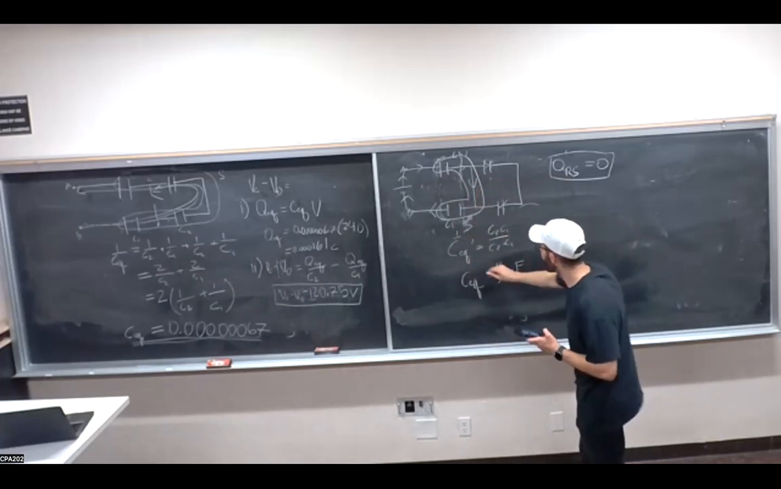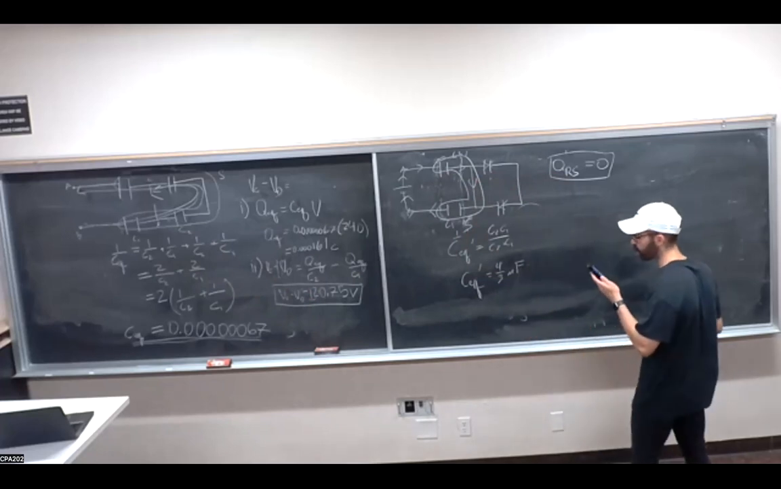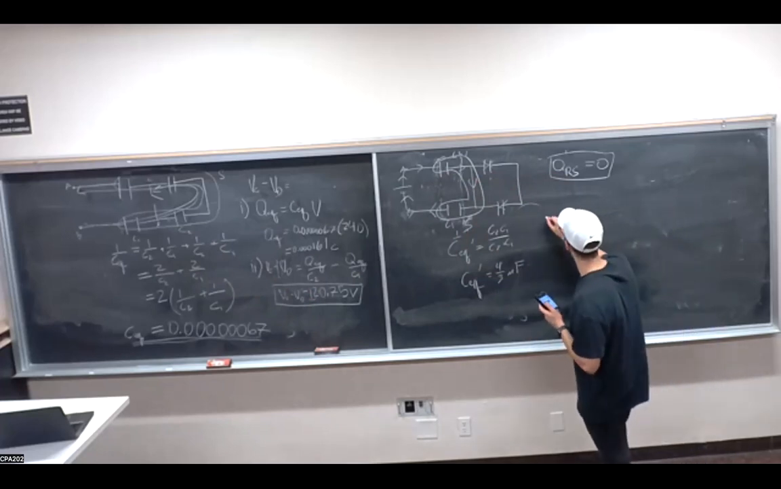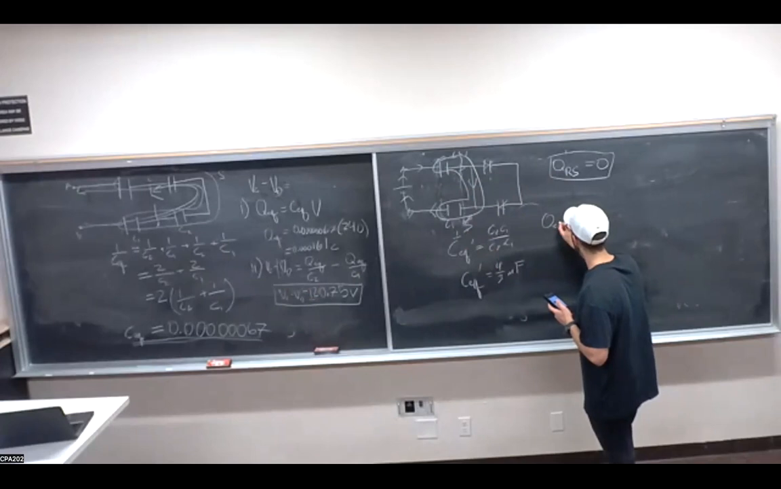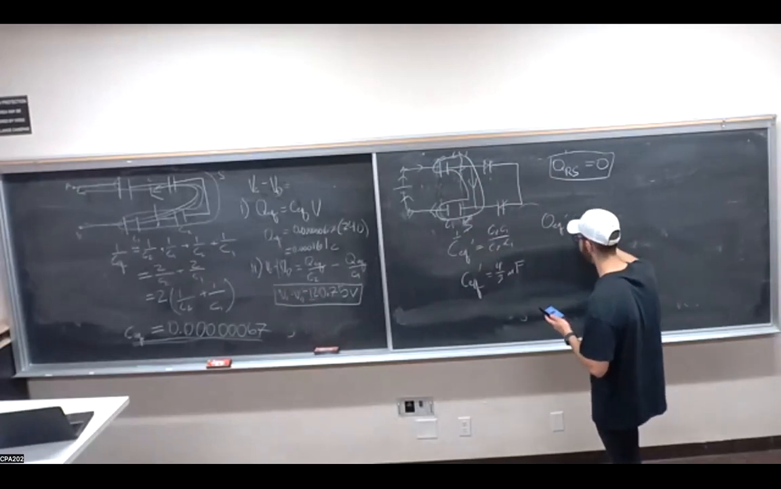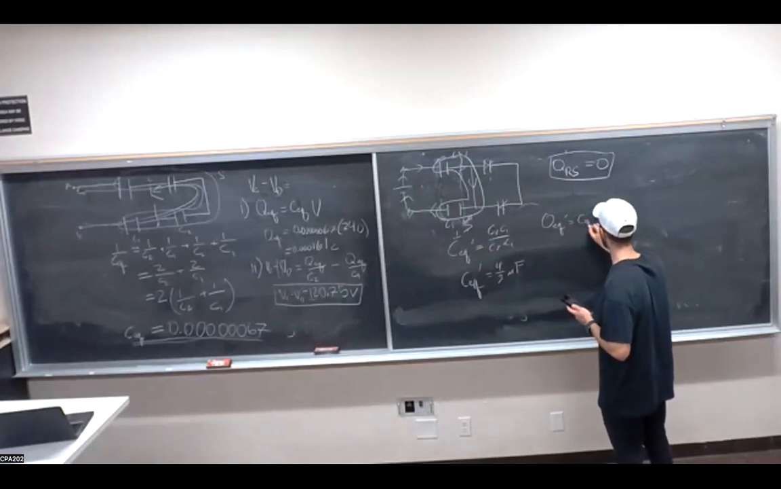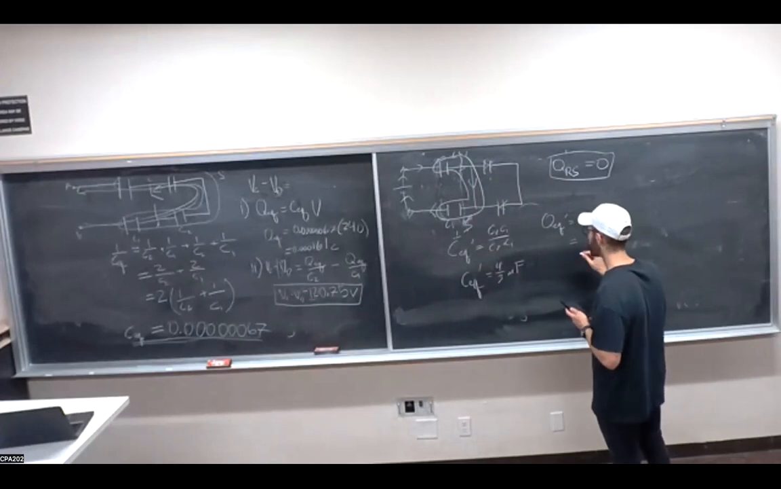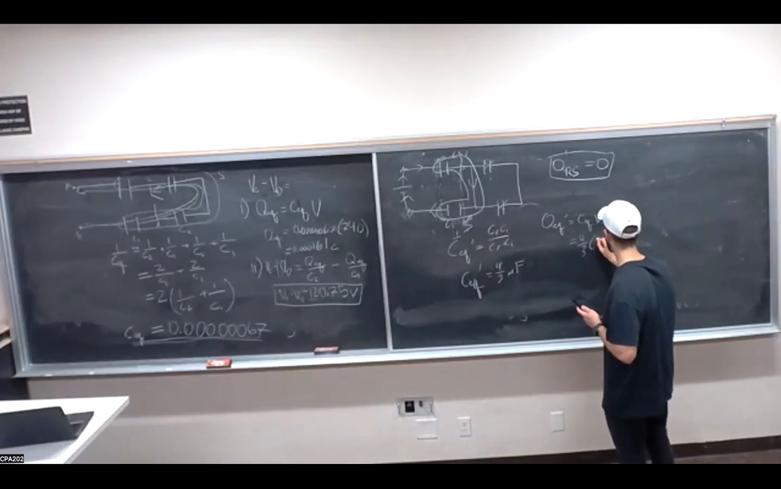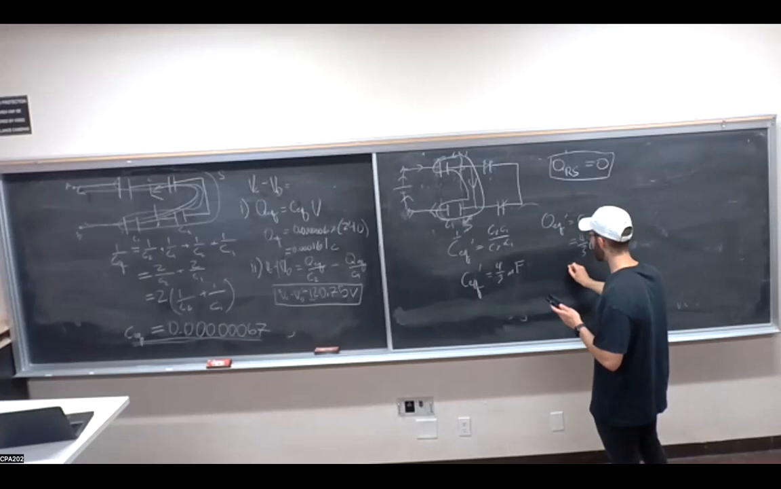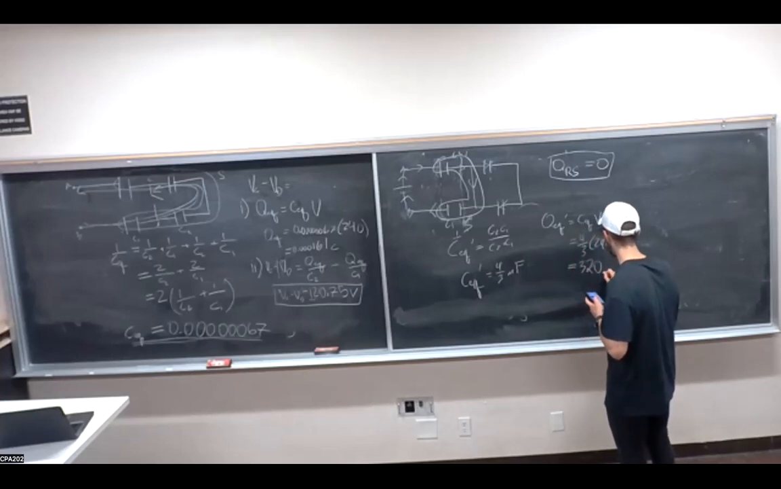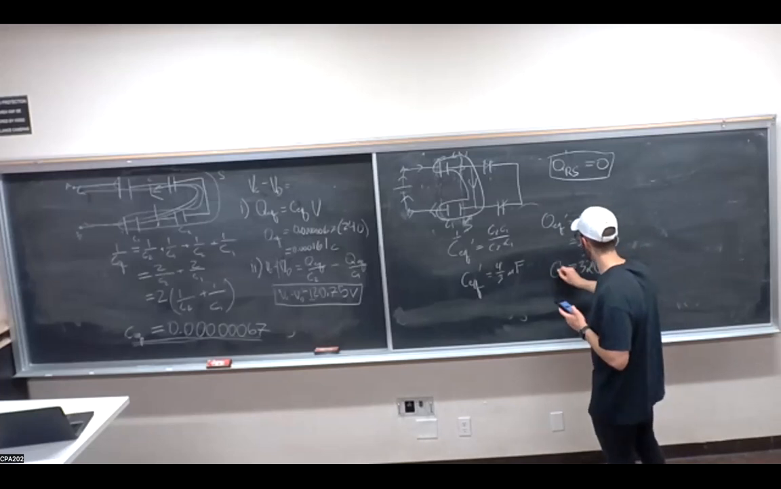Okay, so now we have the new equivalent capacitance. Let's call that CEQ prime. And we can find the new charge, QEQ prime, which is equal to CEQ V. They said the voltage stays the same, so it's 4 over 3 times 240. This value comes out to be equal to 320 microcoulombs.